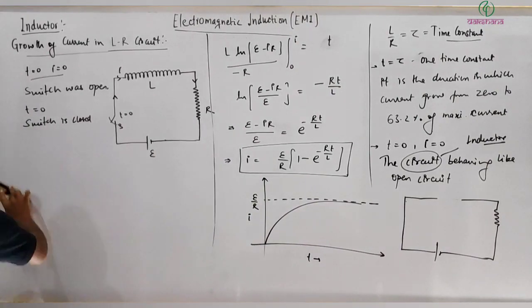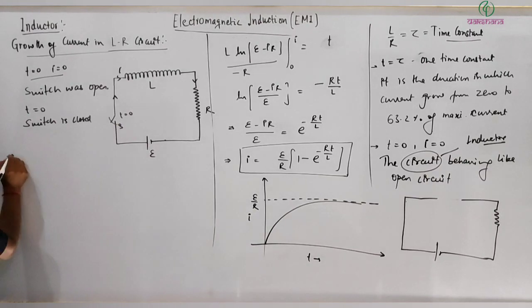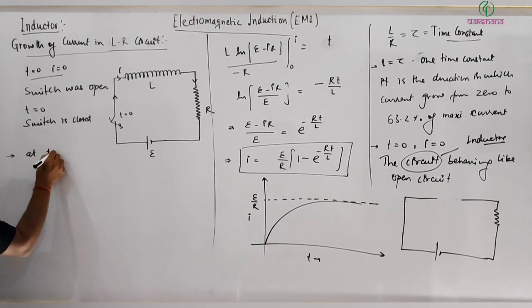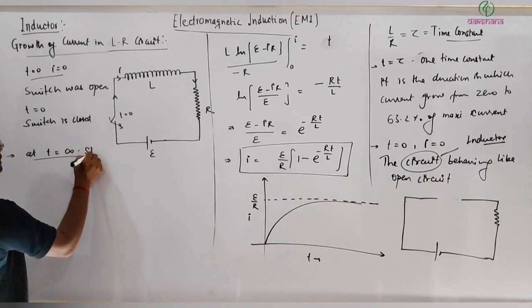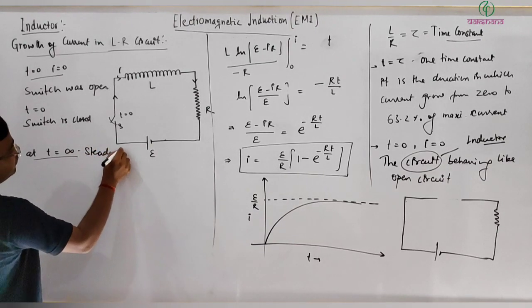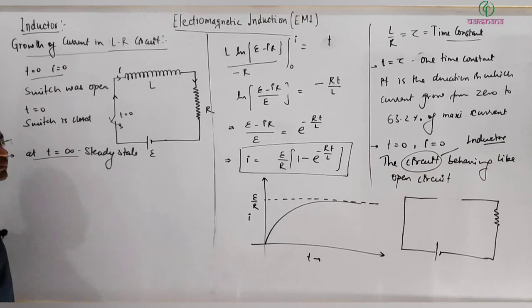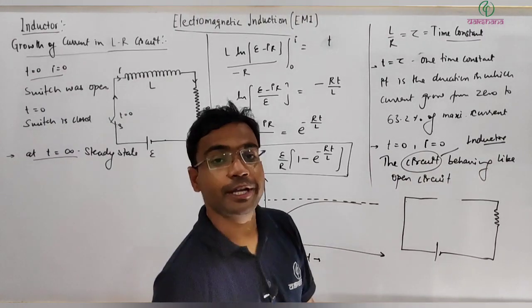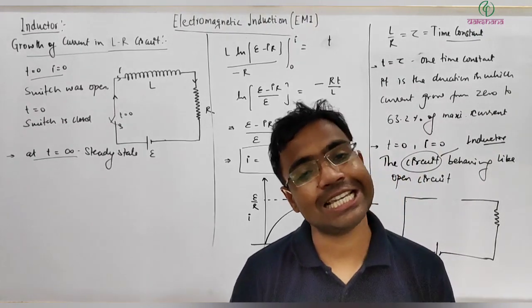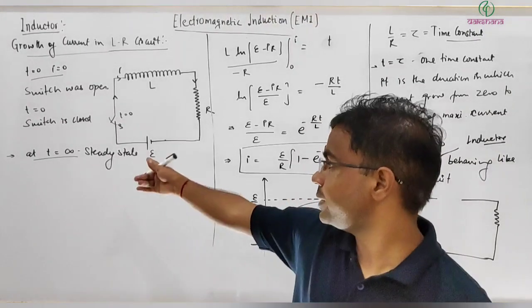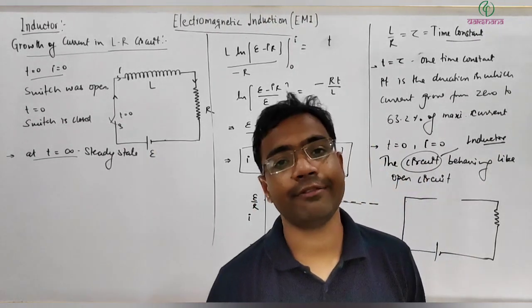So similarly, the next point is at t equal to infinity, which means after a long time, we call it steady state also. Sometimes you will be asked in the problem to find the current through the circuit at t equal to 0, meaning initial, and in steady state. So that means it is talking about infinite time.